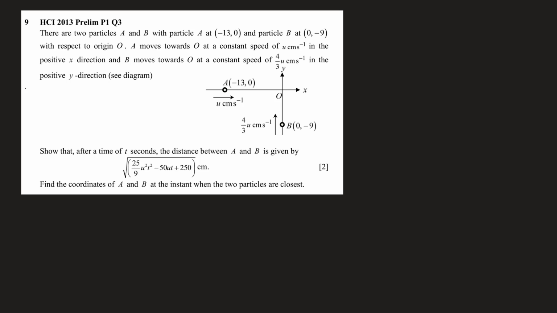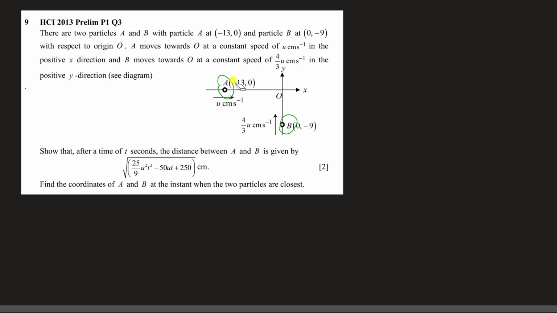There are two particles, A and B. Particle A is at (-13, 0), and particle B is at (0, -9). With respect to origin O, A moves towards O at a constant speed of u centimeter per second. So it's moving this way, horizontally. No diagonal movements, no vertical movements, just horizontal movement at a speed of u centimeter per second. And B moves towards O at a constant speed of 4/3 u cm per second. So it's traveling up and it's slightly faster than u.